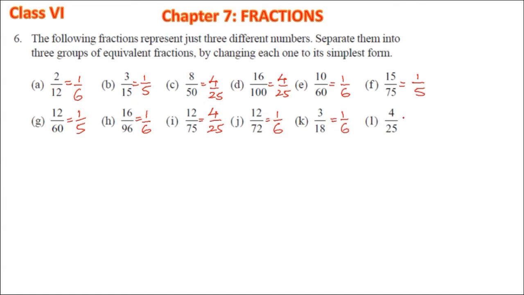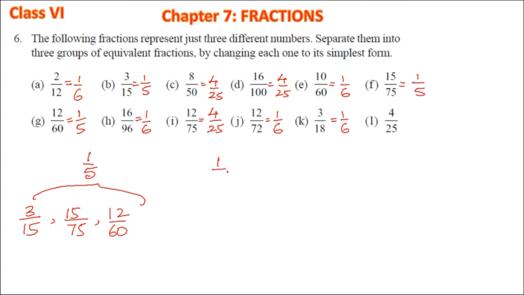This cannot be simplified further. It is the same number as it is. Now we can make it into groups. When you observe properly, 1 by 5 has these numbers as a group: 3 by 15, 15 by 75, and 12 by 60. This is one group.